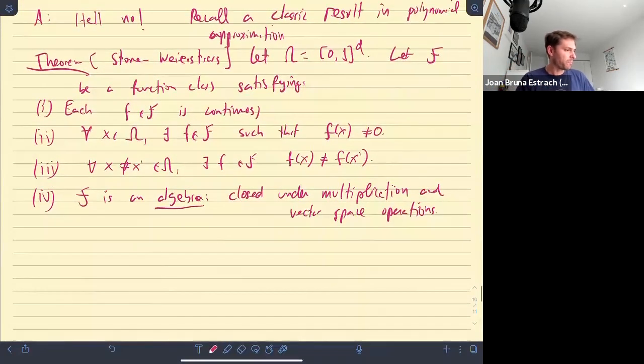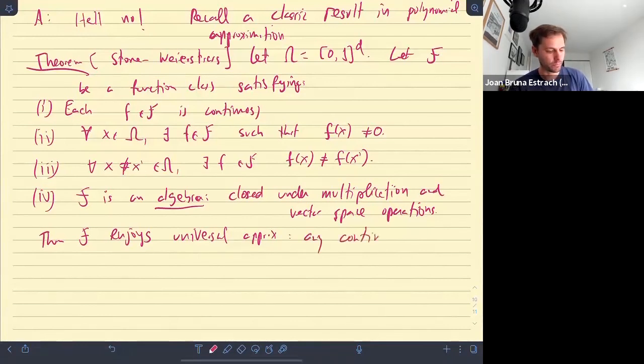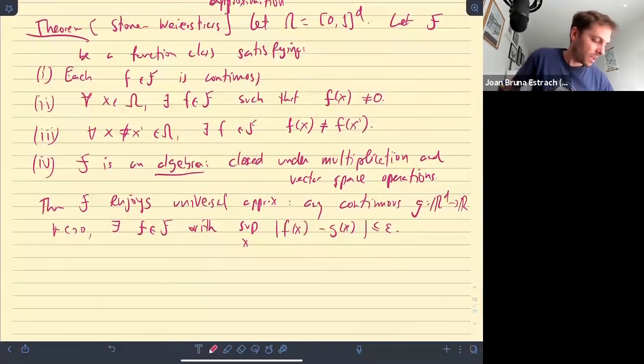Okay, and so what is the theorem? If this is satisfied, then F enjoys universal approximation. Basically it means that any continuous g, for any epsilon, there exists f in the family with uniform error bounded by epsilon. So this is a very powerful, very general result.